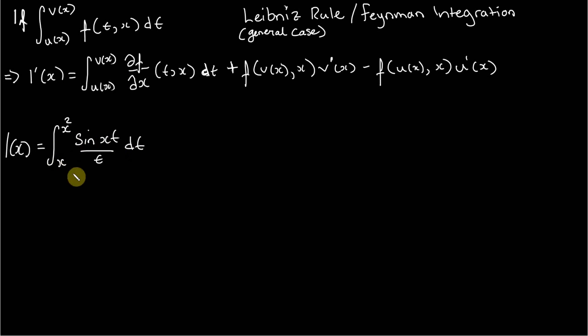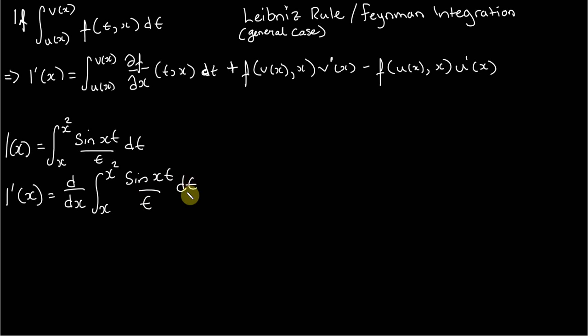Actually, I'll write it this way. You don't have to write this, but I will, just to show where this partial's coming from. We have our I(x) here, so I'(x) equals, and we're going to take the derivative with respect to x of our integral, same limits of course, of sin(xt)/t, and we're still integrating with respect to t.